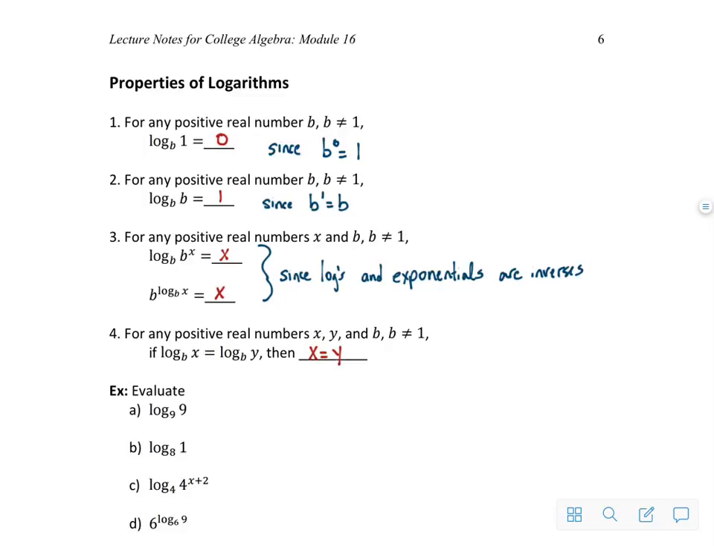What this tells us is that if I have a log on one side and a log on the other, and that's the only thing on each side, then I can simply mark out the logs, cancel the logs, and I'm left with just x equals y. That's how I would solve that kind of equation.